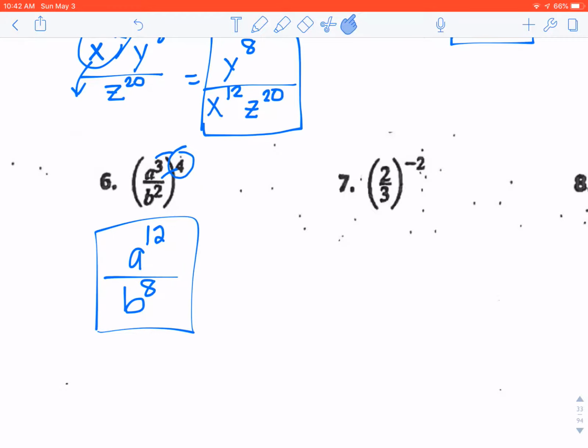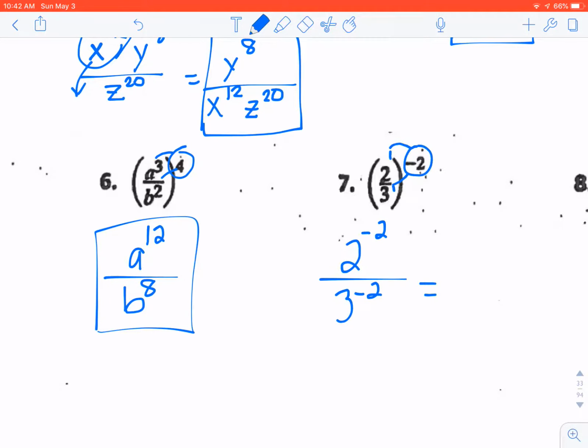Number 7, we're multiplying the -2. So this one is a little tricky. Each of those bases is raised to the first power, so you are multiplying those by -2. 1 times -2 is -2, and then 1 times -2 is -2.